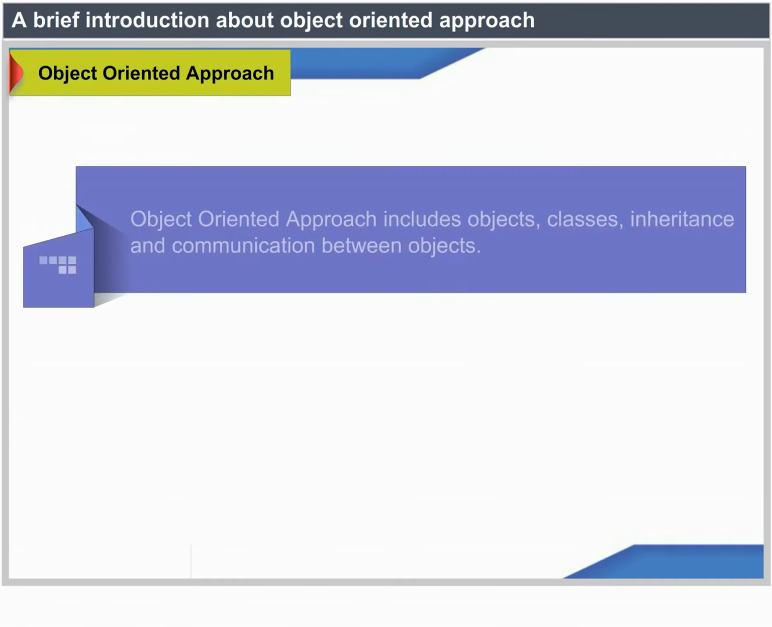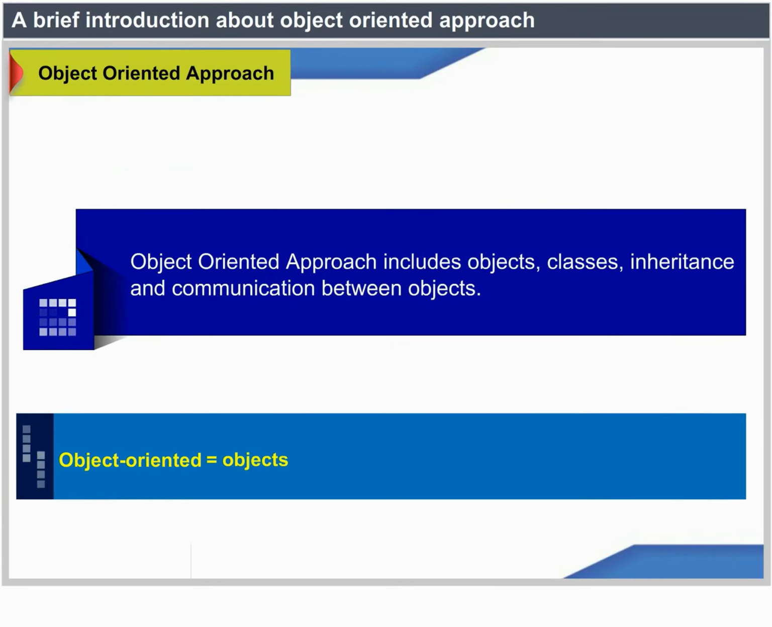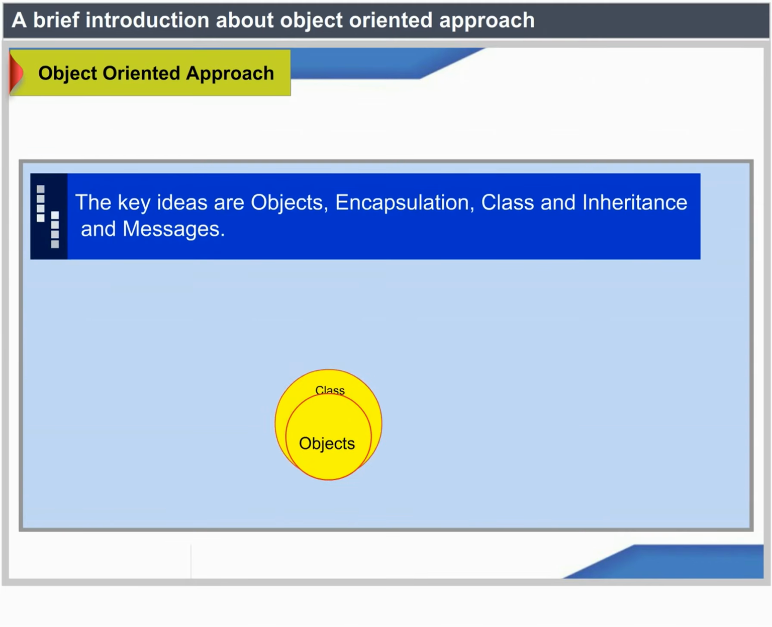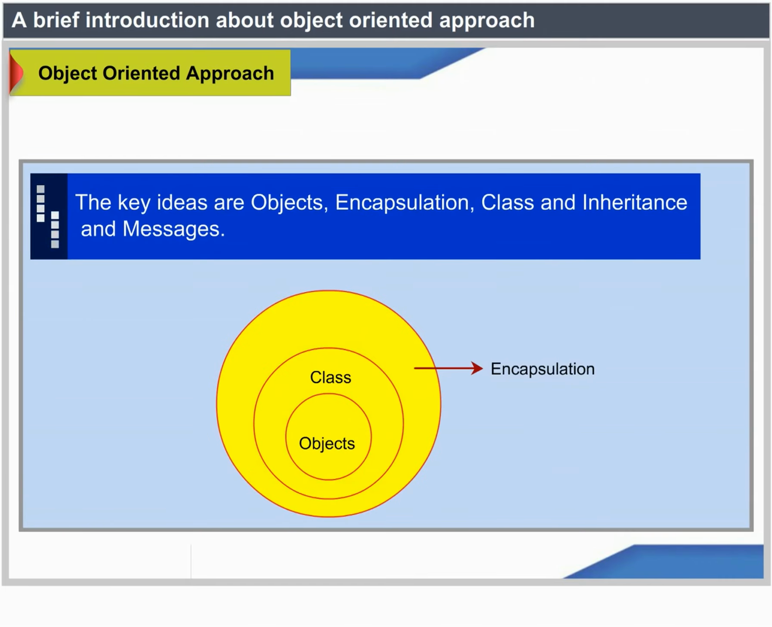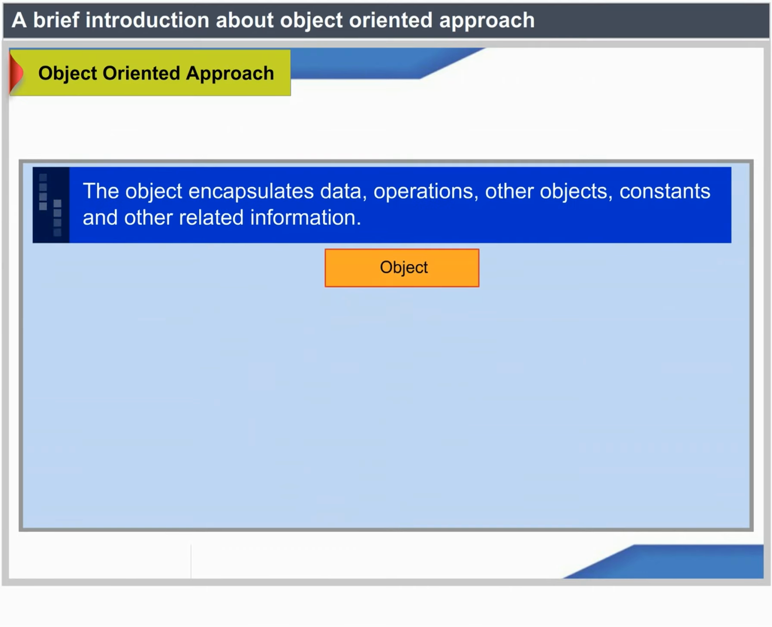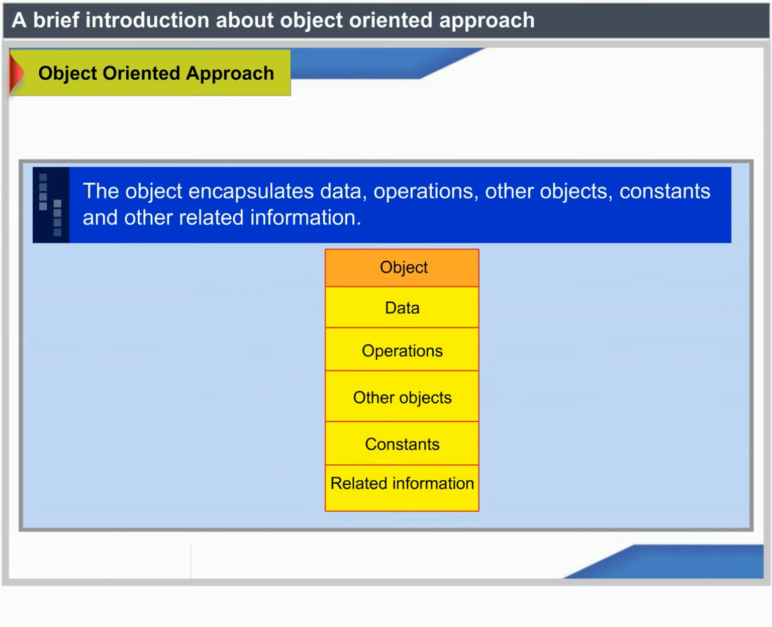Object-oriented approach. The object-oriented approach includes objects, classes, inheritance, and communication between objects. The key ideas are objects, encapsulation, class and inheritance, and messages. The object encapsulates data, operations, other objects, constants, and other related information.